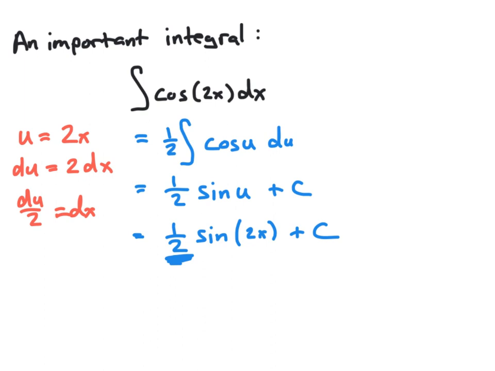So for example, let's say this number instead of 2 in the original integral was 4. That just changes all of the 2's in our example to 4's. u would be 4x, du would be 4 dx, du over 4 would equal dx. Then we would have a 1/4 as our constant throughout. And so whenever we take cosine of a constant times x and integrate it, we're going to get sine of that constant times x, divided by that constant.